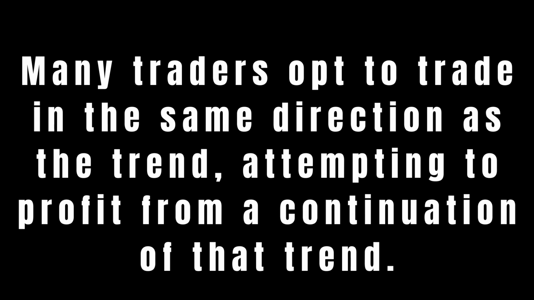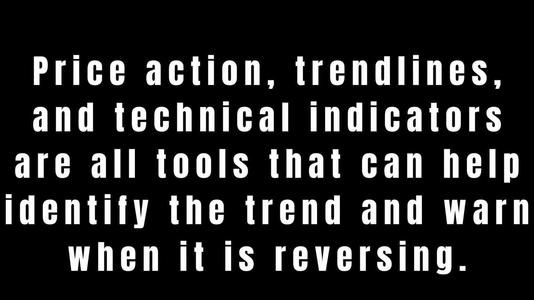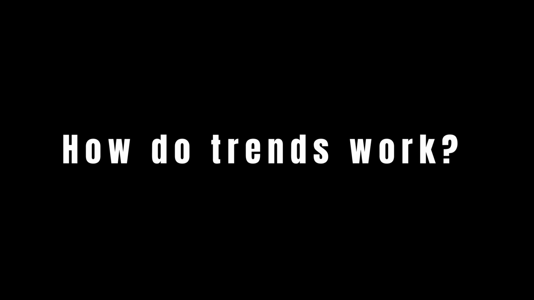Traders may opt to trade in the same direction as the trend, attempting to profit from a continuation of that trend. Price action, trend lines, and technical indicators are all tools that can help identify the trend and warn when it will be reversing. Now, how do trends work?